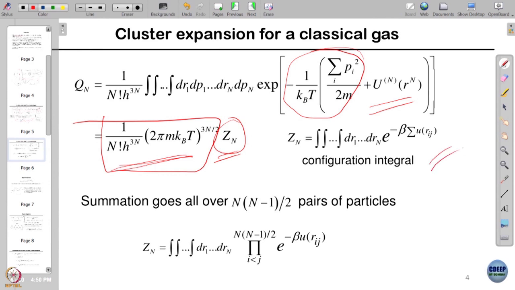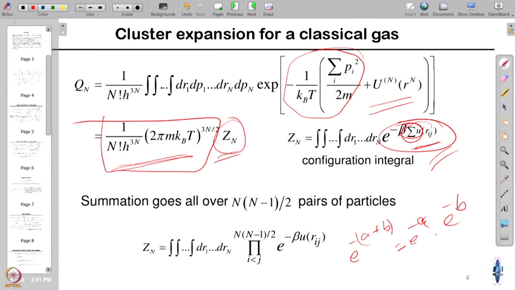We are now going to find out how to evaluate that thing. We just rewrote it. I can write that quantity as a product, because e to the power minus (a plus b) is e to the minus a times e to the minus b. So this sum goes to a product, and this is just a notation, no big deal.